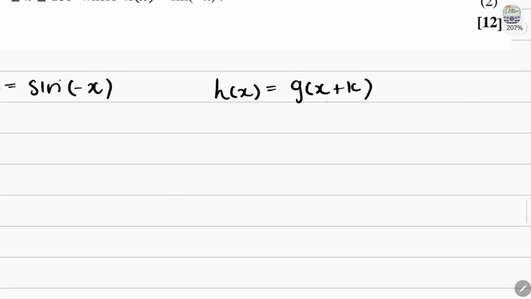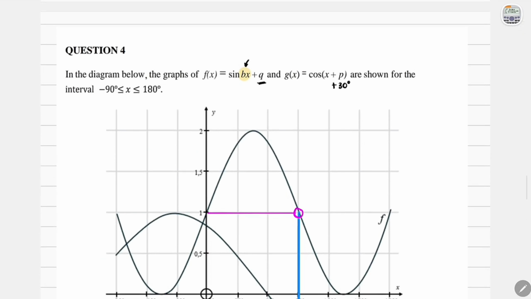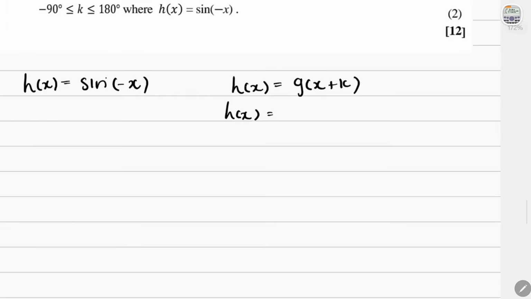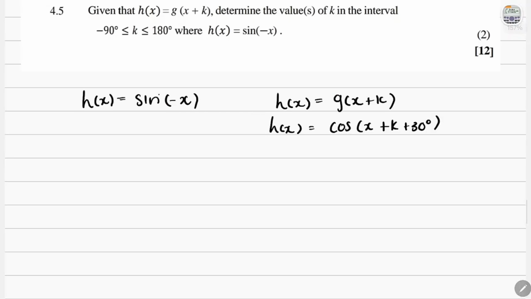Okay, so this is h of x is equal to g of x plus k. Let's just expand that. Our graph of g was the cos graph, remember? That is cos of x plus 30 degrees, right? But you see that they have added a k. So we need to find out how these two can end up being the same thing. What is the value of k for which these two equations will end up being the same, since they are both the equation of h?